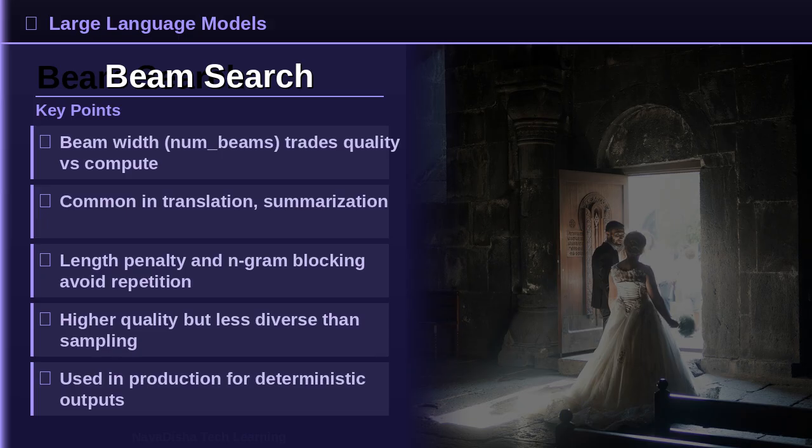Here are the key things to know about beam search. Point 1. Beam width. Num_beams. Trades quality versus compute. Point 2. Common in translation.